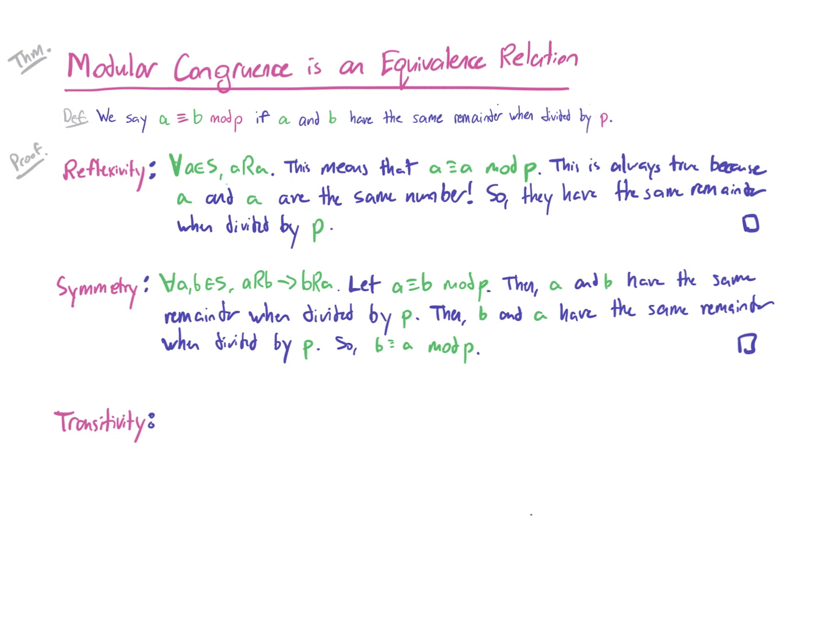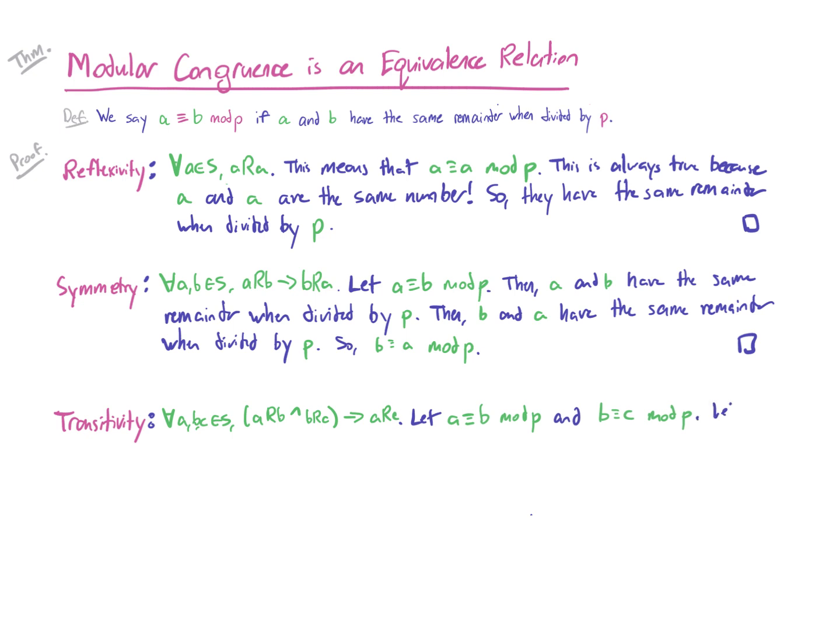Okay, and now finally, and this is usually the hardest one, transitivity. What we want to show is that for all A, B, and C, I have that A is related to B and B is related to C. If that is true, then it must be the case that A is related to C. So let's try it out. Let A be congruent to B mod P and B be congruent to C mod P.